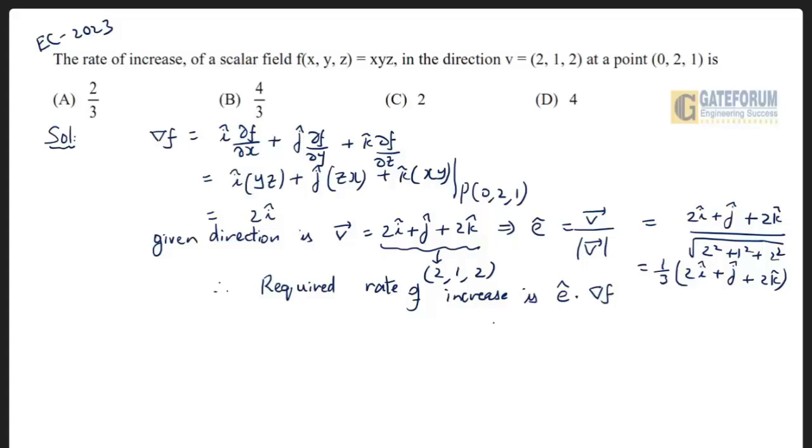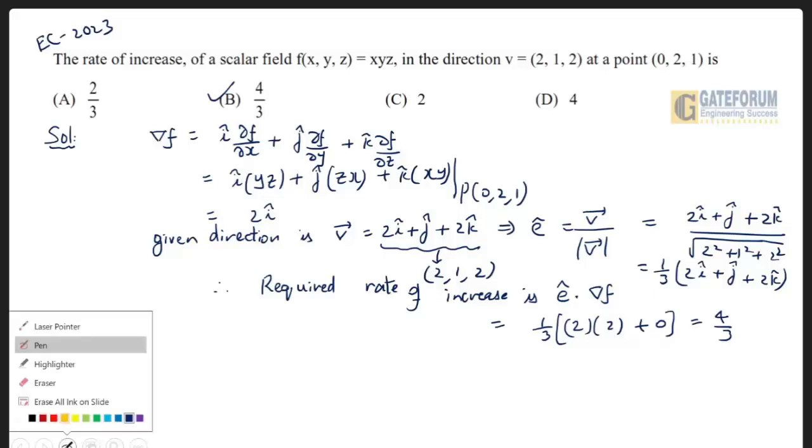So the dot product: you know that 1 by 3 into the sum of the products of the corresponding coefficients of i, j, k respectively. So 2 into 2. In del f, the j and k cap are absent, so those products become 0. So the final dot product is 4 by 3. Accordingly, the answer is option B.